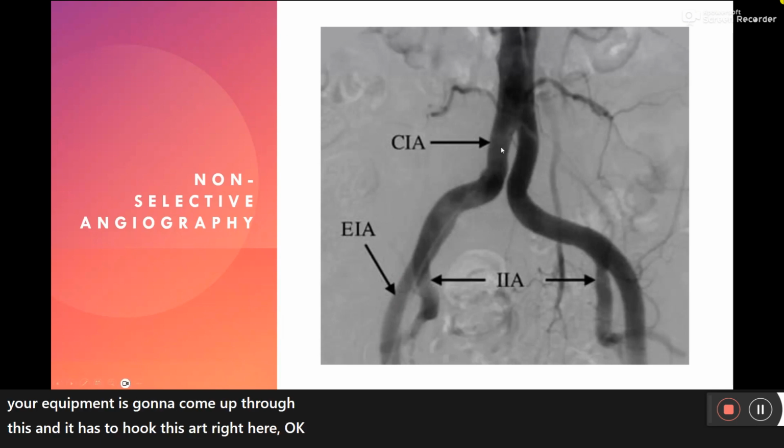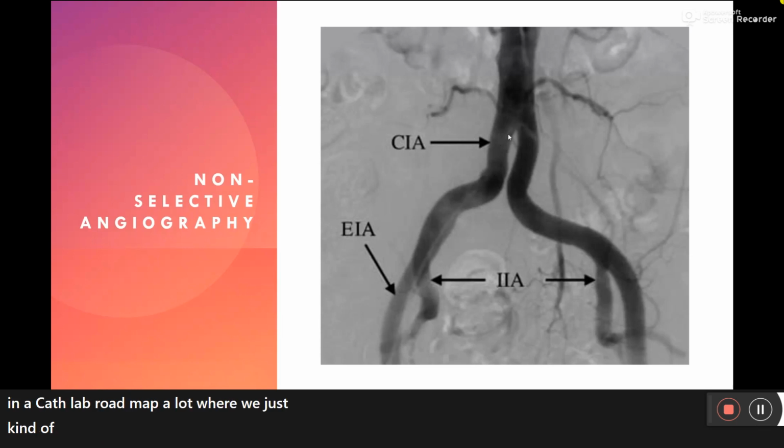Okay? And in order to do that without giving a whole bunch of contrast, you at least need to have a landmark. The cool thing about DSA is, I know we call it a roadmap in the cath lab a lot, where we just put up a reference image, but in the peripheral vascular world, we can take this image and overlay it onto a live fluoro. So instead of giving constant puffs to figure out where we are, we can create a roadmap, put this image over our live fluoro, and just follow the vasculature without giving any additional contrast.